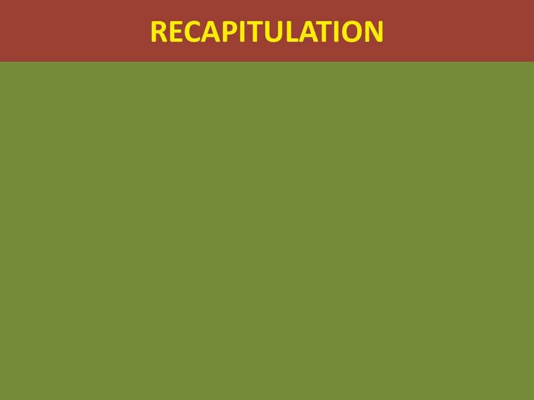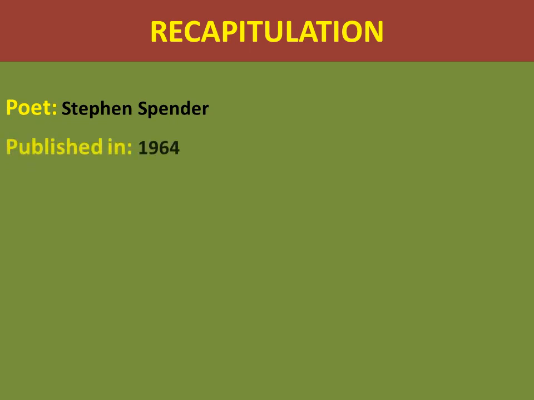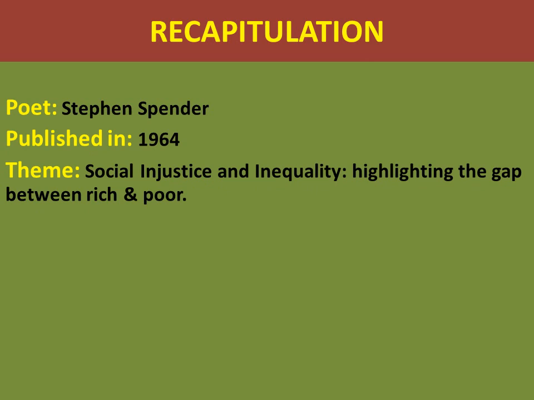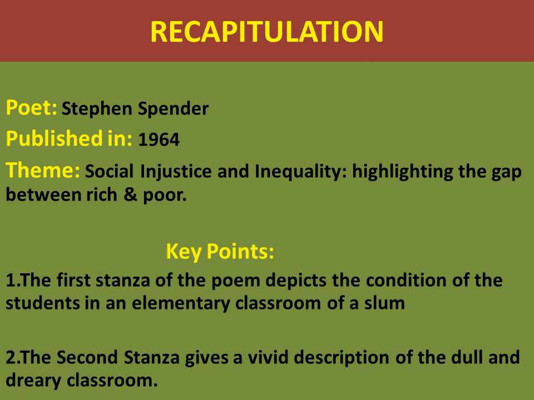Let's have a quick recap of the stanzas that we discussed today. Poet Stephen Spender, published in 1964. The theme of the poem is social injustice and inequality, highlighting the gap between rich and poor. Key points. The first stanza of the poem depicts the condition of the students in an elementary classroom of a slum, and the second stanza gives a vivid description of the dull and dreary classroom.